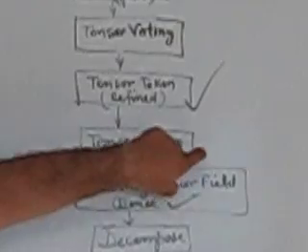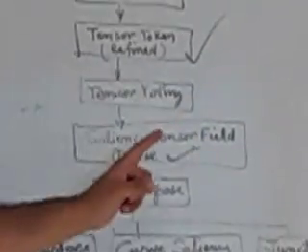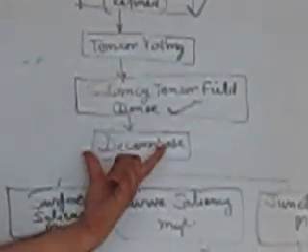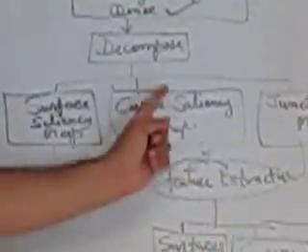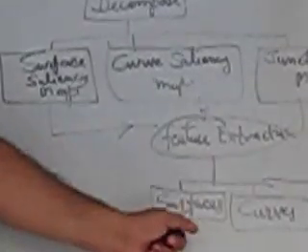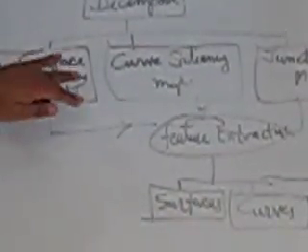Again tensor voting, it will become a saliency tensor field. It will be converted into a field. I will show you what a field is. And after the field, you will decompose it and find whether it's a surface, curve, or junction, and then feature extraction. Okay, so this is the whole algorithm. So we are in this stage.